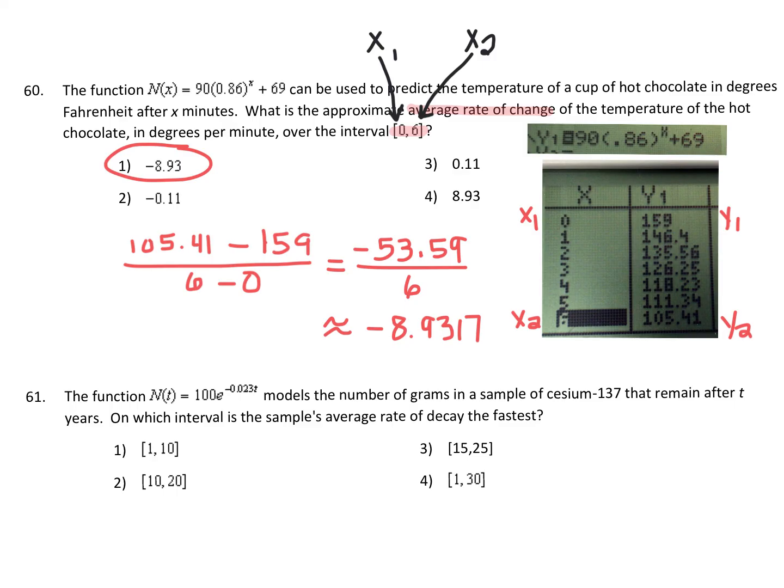Okay, and I just want to point out, here we have a negative average rate of change, and it makes sense in the context of the problem. Think about it. We're talking about the temperature of a cup of hot chocolate. Wouldn't the temperature in the cup go down and down and down over time? So it's decaying, okay? So the average rate of change is approximately negative 8.93. If they had said, what is the average rate of decay? Like, look at this one down here. What is the average rate of decay? When they say the average rate of decay, it would be 8.93 because the word decay takes care of the negative.